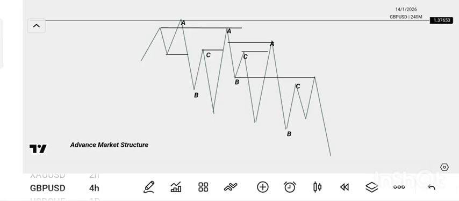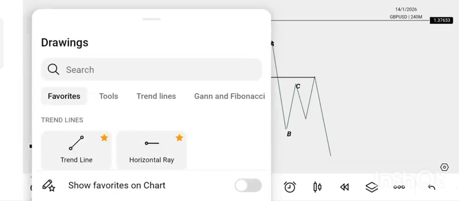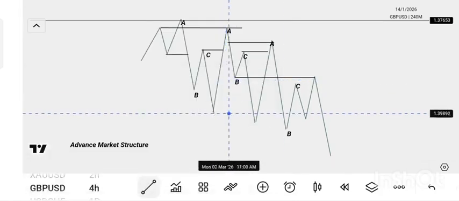So it's when we get to the key level, liquidity, we're going to be explaining more on that.